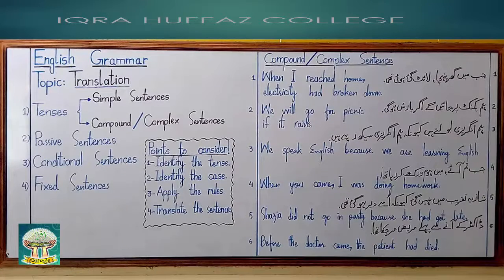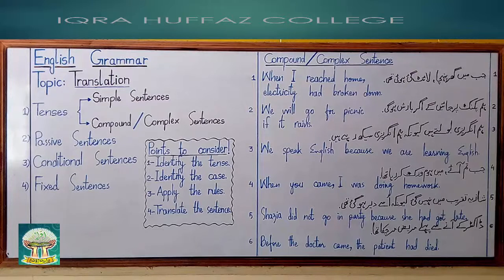So my brothers, that's all for today. This is probably the 4th video lecture in the series of translation we are doing, and in the last video lecture we discussed the simple sentence, and then we discussed compound and complex sentences and the common combination of pairs of compound and complex sentences in English language used by the people normally. And then in this video lecture today we discussed the sentences of compound and complex to translate them from Urdu to English. Actually, the simple rule is that you have to identify the tense first, and then identify the case, then apply the rules according to the tense, and then translate the sentence, and that's it.